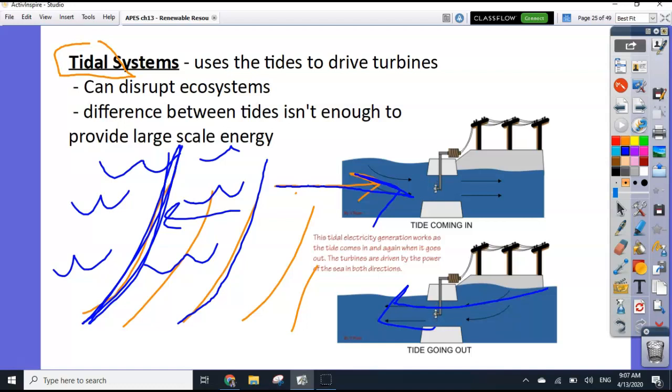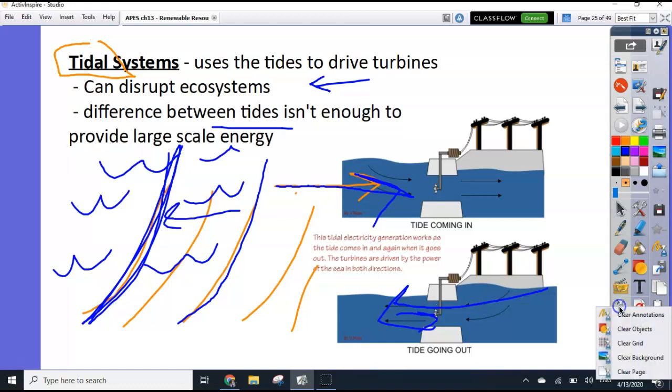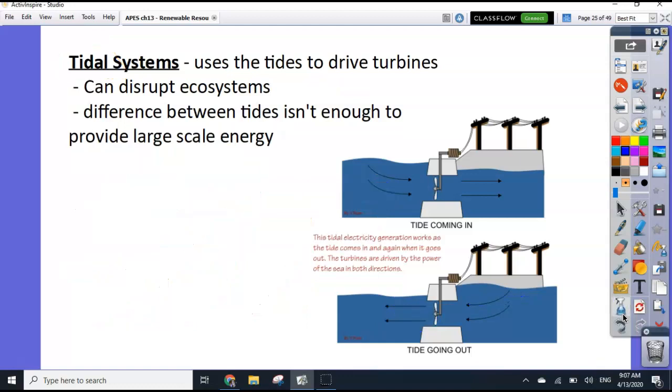So the only problem here: they disrupt ecosystems. I know that's not very specific, but think about it. They destroy habitats. What about fish coming in here? What about noise? Is it noisy? And the difference between the low tide and the high tide is not enough to provide tons and tons of energy, like a dam, or like a coal power plant. So it can provide some energy, but not a huge amount of energy.